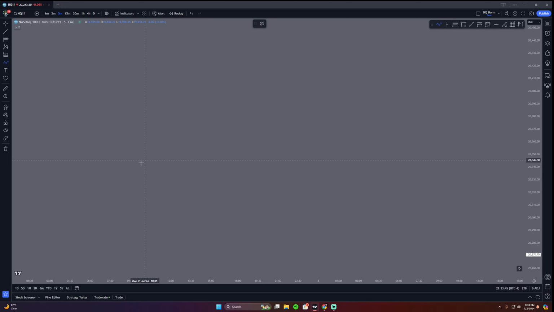So, what is SMT divergence? SMT divergence is whenever two correlated pairs have a crack in correlation. Yo, what does that mean? I'm actually confused. What does this mean? Alright, let's figure this out. So, say that we have NQ and we got ES, alright?